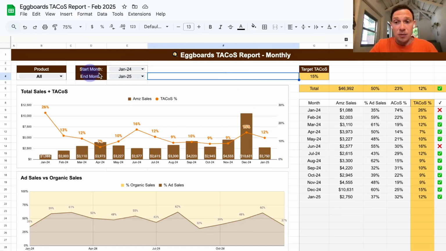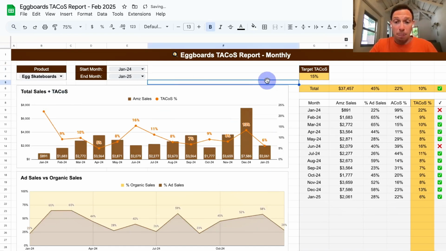So the situation is similar, but here you can see one point better. My overall TACoS is still under 15%. I'm still hitting my goals, and my organic sales are overall in January more than my advertising sales. Why? Because my skateboards are what's driving my business. They account for 80% of my sales, more or less. I'll show you some other reports with those breakdowns later on, but that's why.